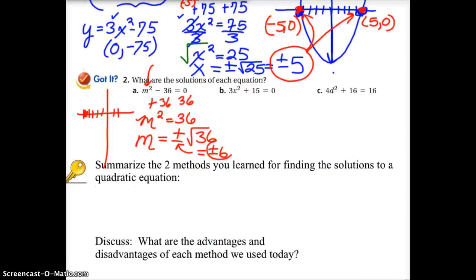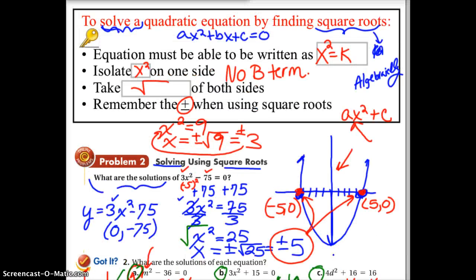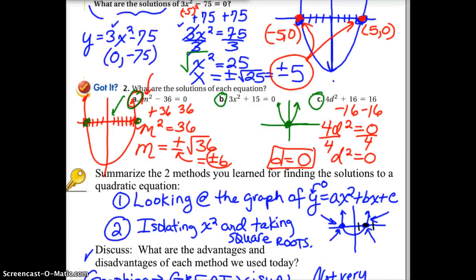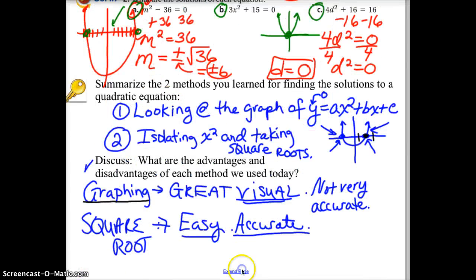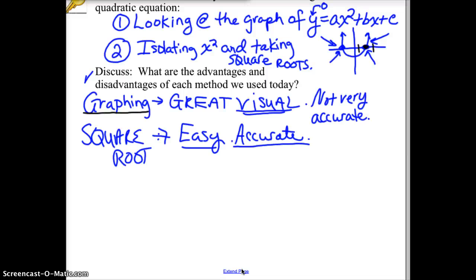Remember what we said at the very beginning. This only works if you can isolate x squared so that you can take the square root. You can only isolate x squared if you don't have that b term in there. So although it's a great method and it's really easy and really accurate to use and you're going to cruise through your homework, it doesn't always work.